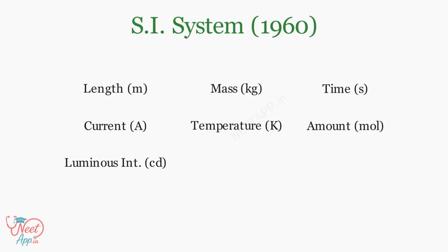The SI system is built upon exactly 7 base quantities: length in meters, mass in kilograms, time in seconds, electric current in amperes, thermodynamic temperature in kelvins, amount of substance in moles, and luminous intensity in candelas.